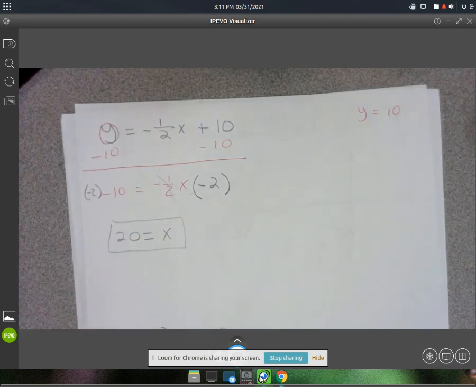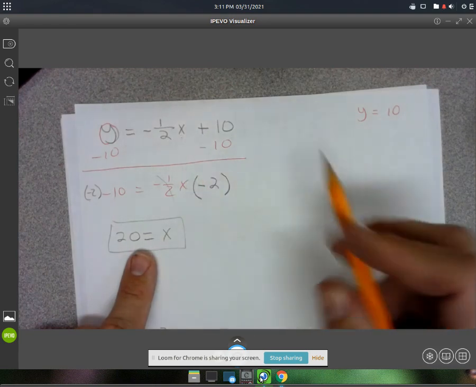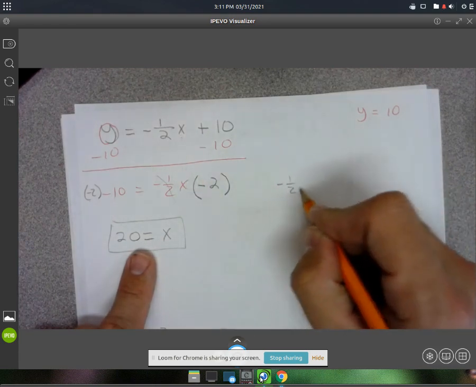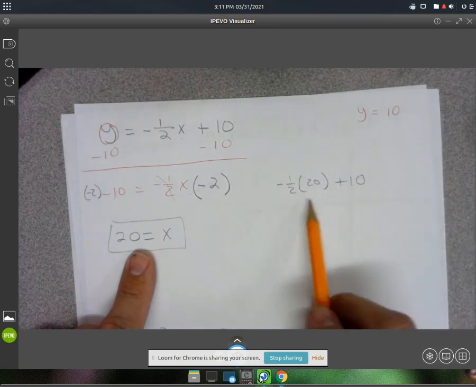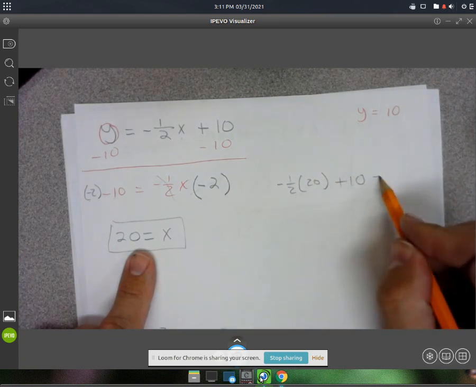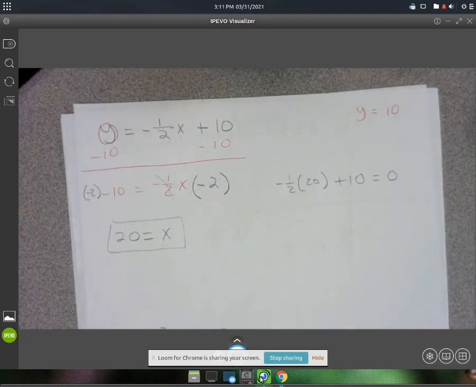Got it. If you want to actually check your answer, what you could do is take this 20 and plug that back in for x. Then if you run through this, you should get 0 back. That's what should happen if you did it right.